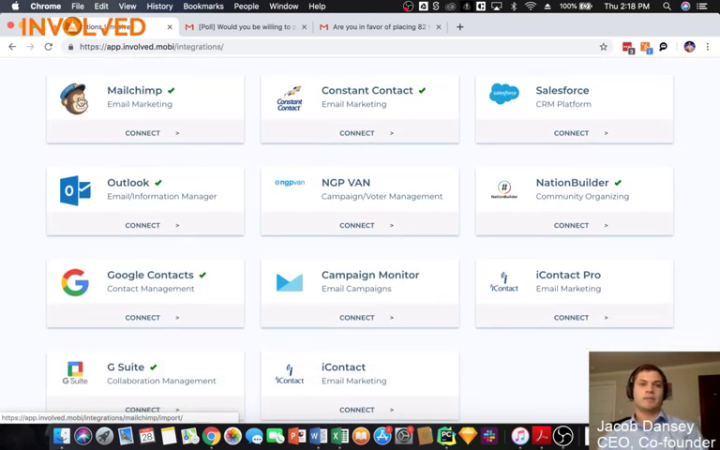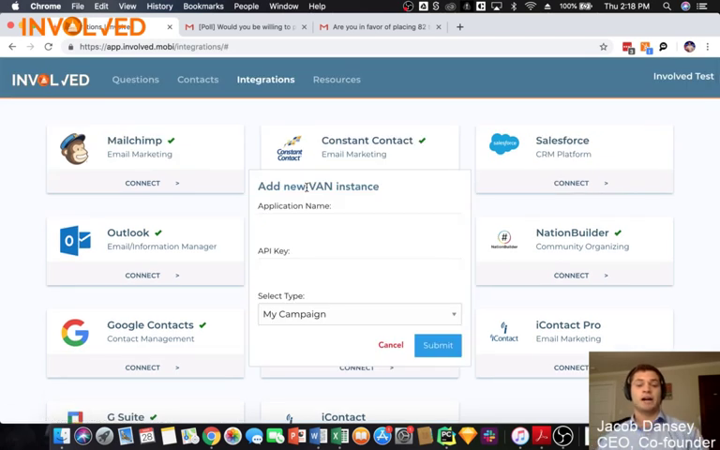Here's all of our integrations. We work with MailChimp, Constant Contact, Nation Builder, NGP Van. So in order to pull it in, you have to put in a request with Van. There's a request API key. Can we add on Nation Builder? Yes, we can. So there's a request API key, and you can submit this within the interface for Vote Builder, which we're happy to help out with.